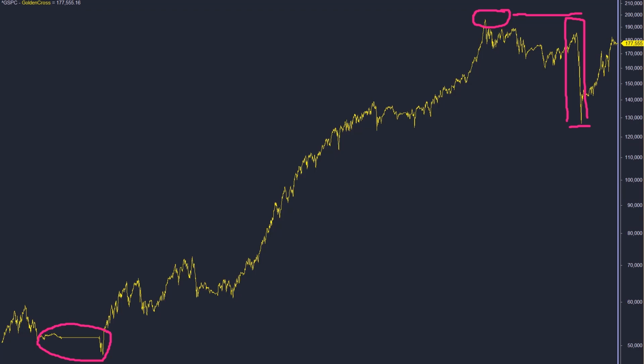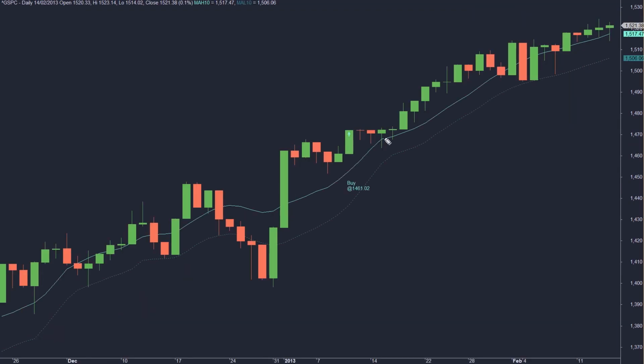But what if, instead of further developing the system by adding more complexity to it and inevitably increasing the likelihood of over-optimizing it, we approach the moving averages in a slightly different way? Let's have a look at another strategy I've got prepared. This strategy is based on moving averages too, but uses them in a slightly different way.